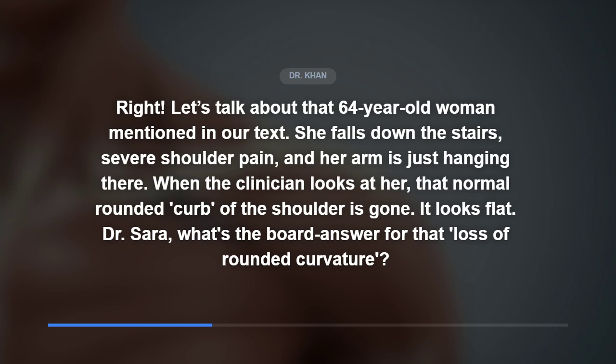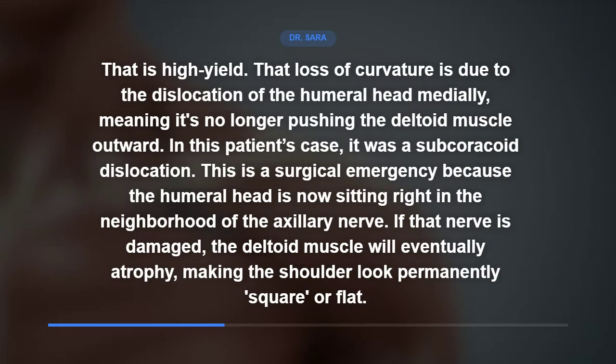Right. Let's talk about that 64-year-old woman mentioned in our text. She falls down the stairs, severe shoulder pain, and her arm is just hanging there. When the clinician looks at her, that normal rounded curve of the shoulder is gone. It looks flat. Dr. Sara, what's the board answer for that loss of rounded curvature?